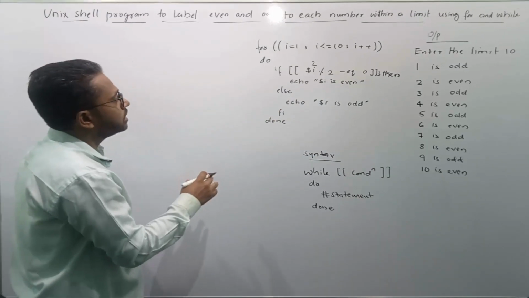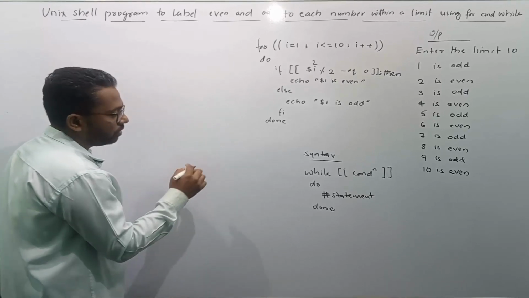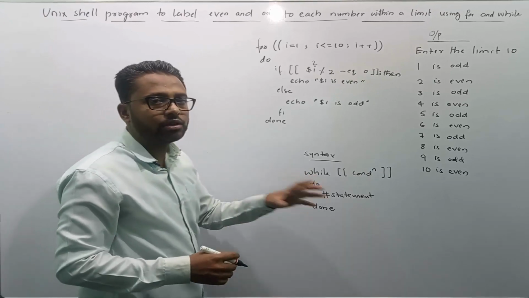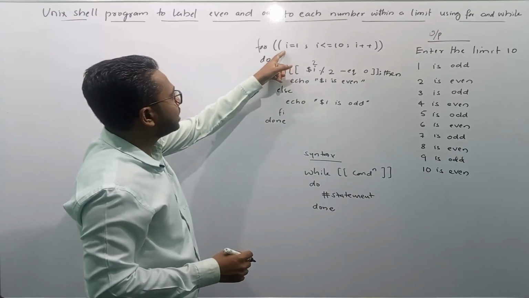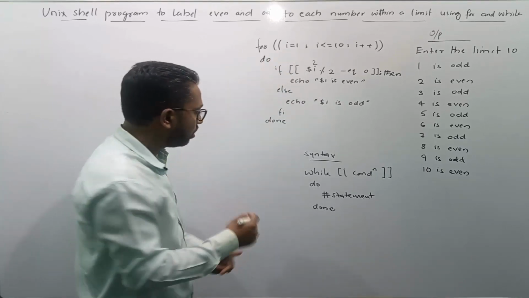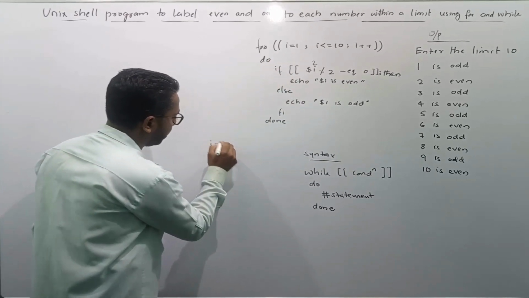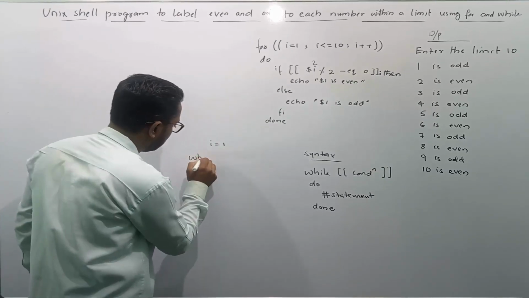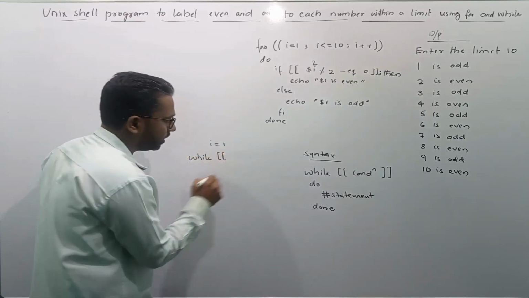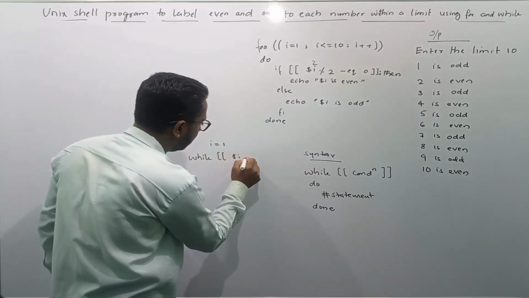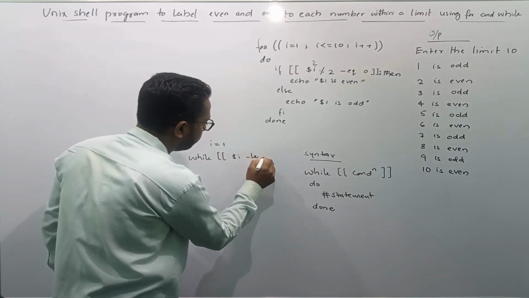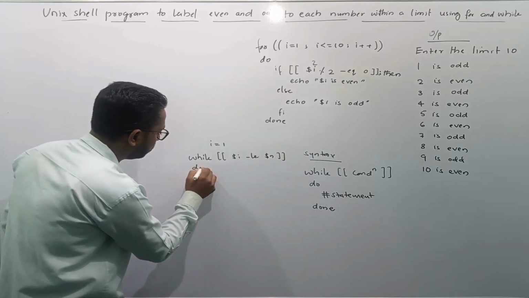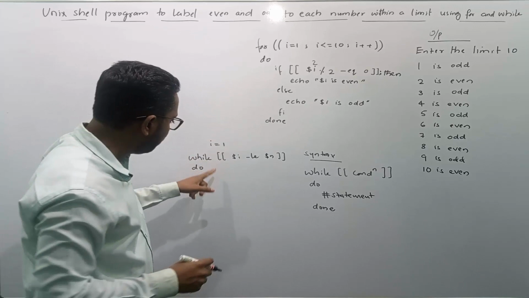Now I will consider the while loop. Whenever we use while, the syntax is almost the same. The way we started the for loop with an initial value, here also we need to start with an initial value I equals to 1. Then we need to start the while, space, and then the condition $I less than or equals to $n. Okay, now this same condition we need to put here.